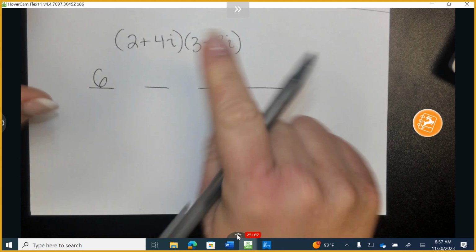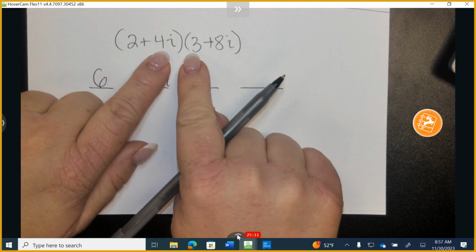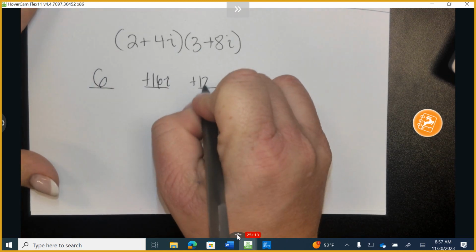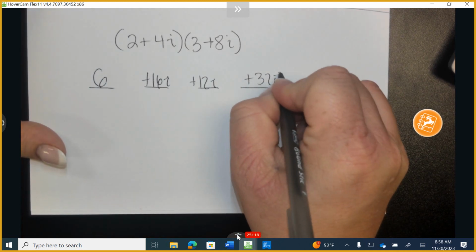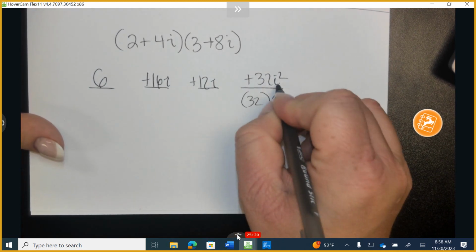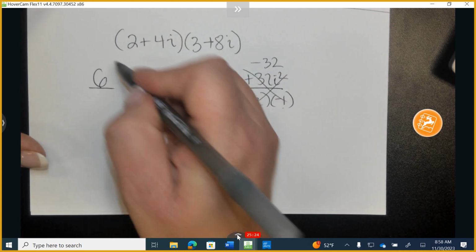Front, outside, inside, and last. Now, this is 32 times negative 1. 32 times negative 1 is a negative 32.